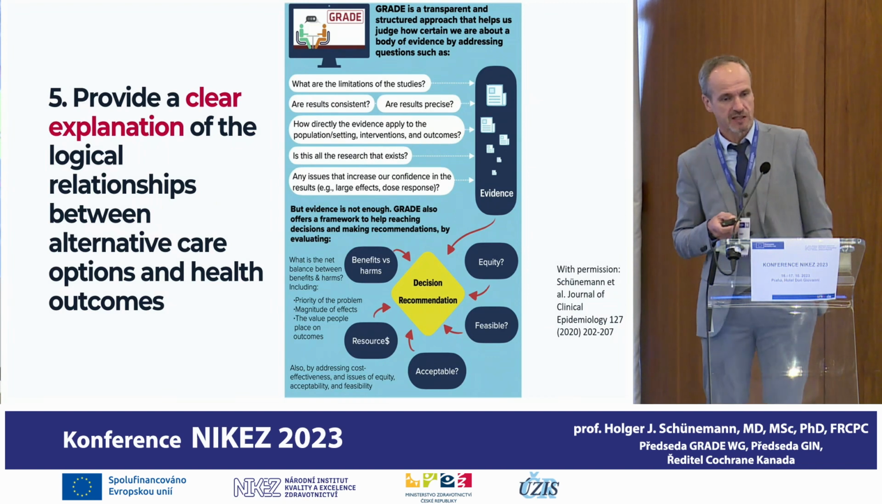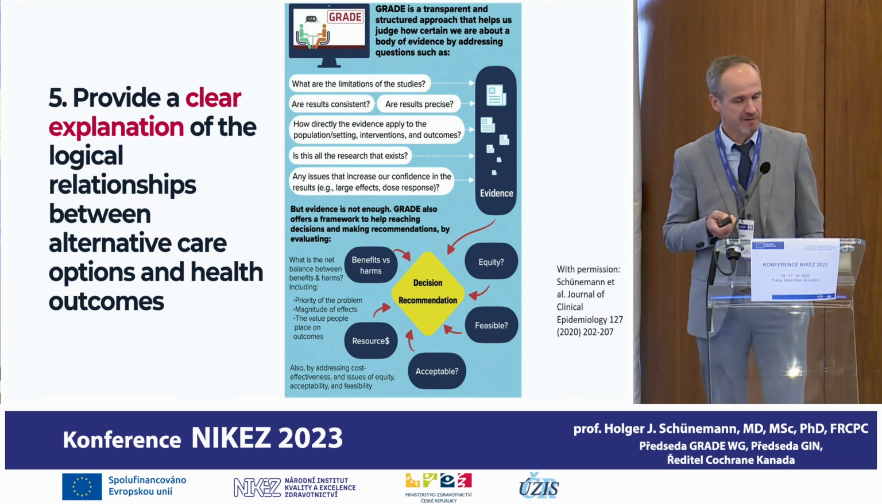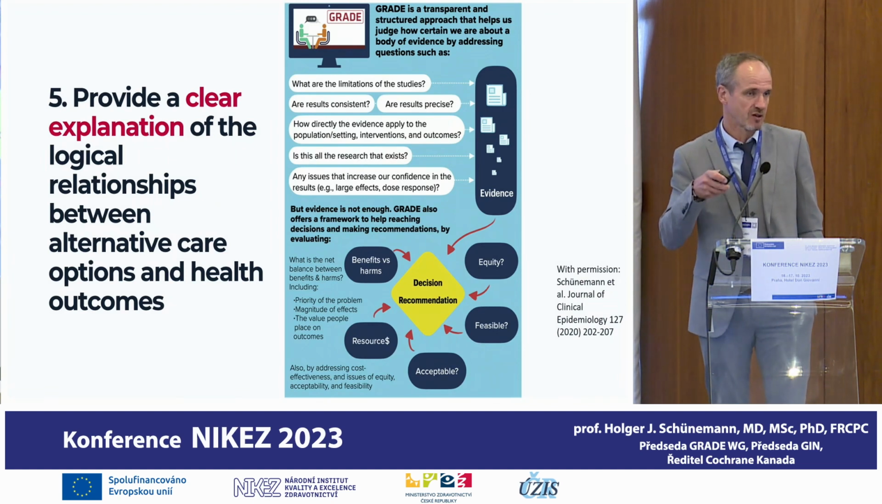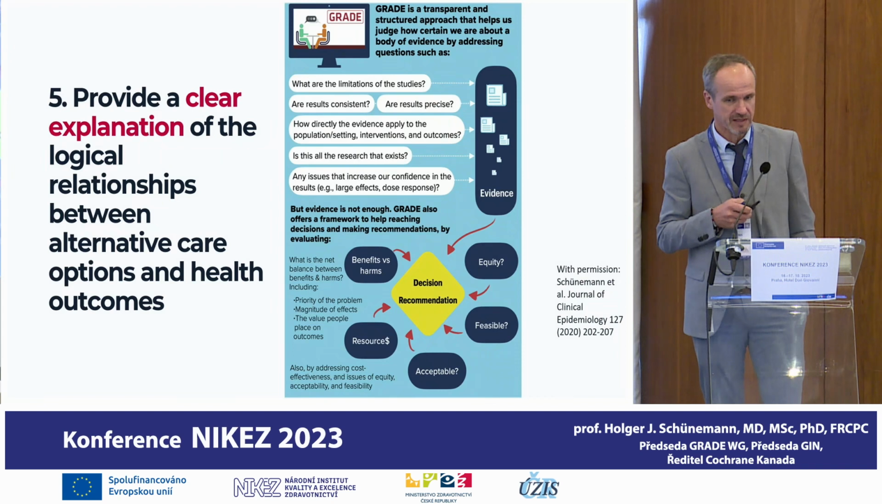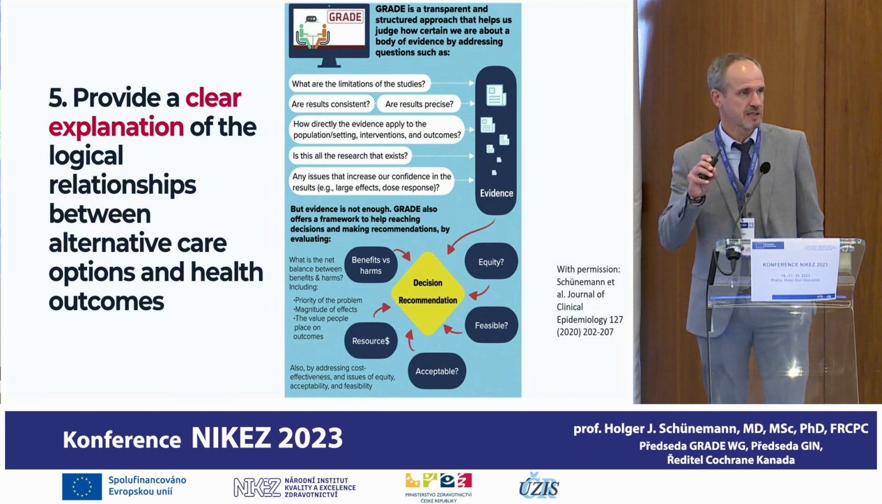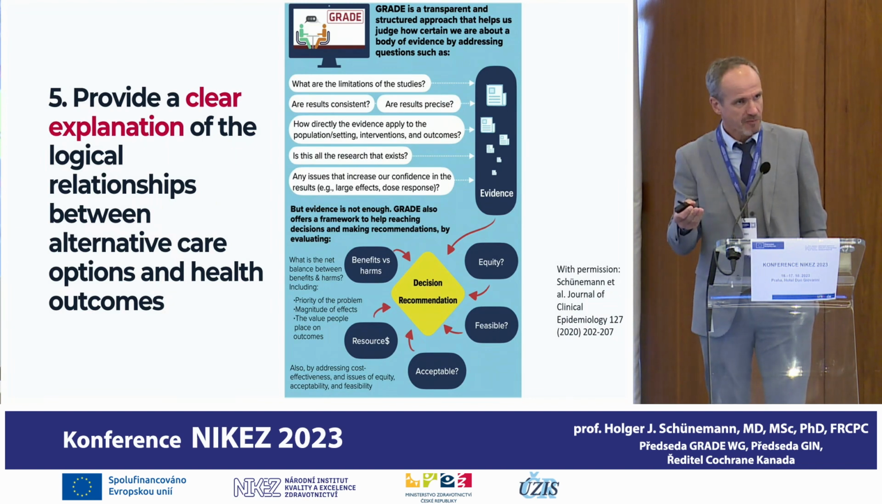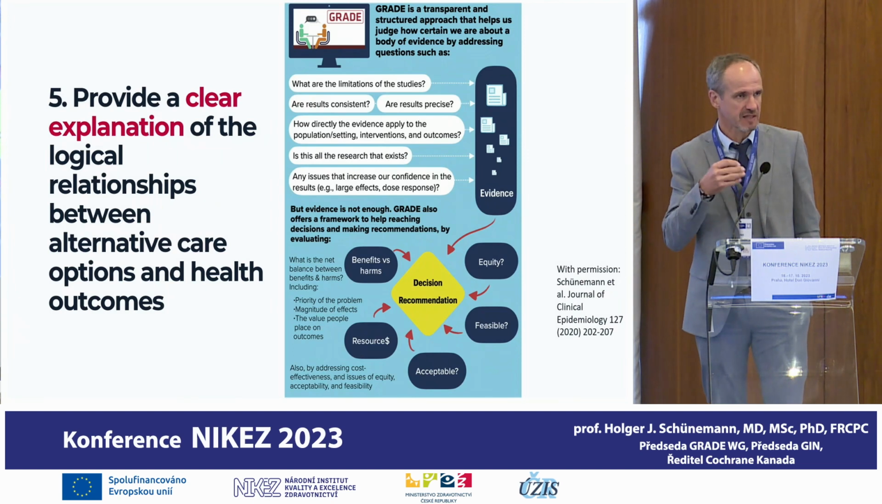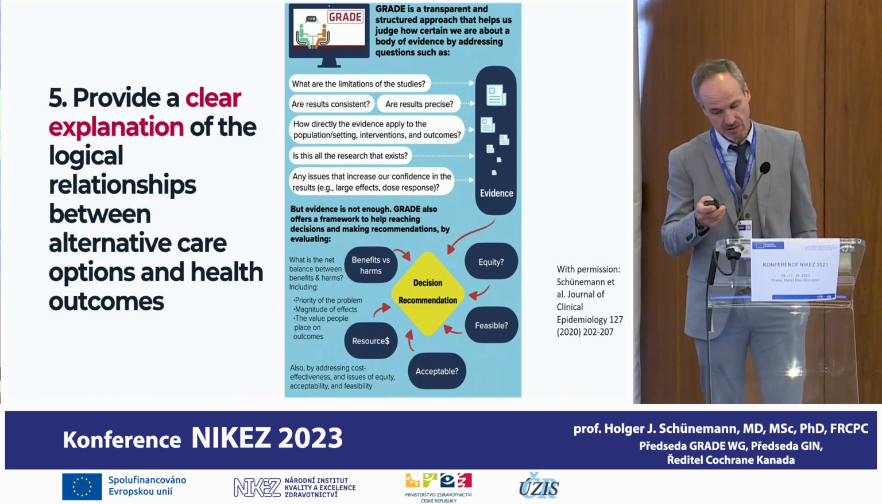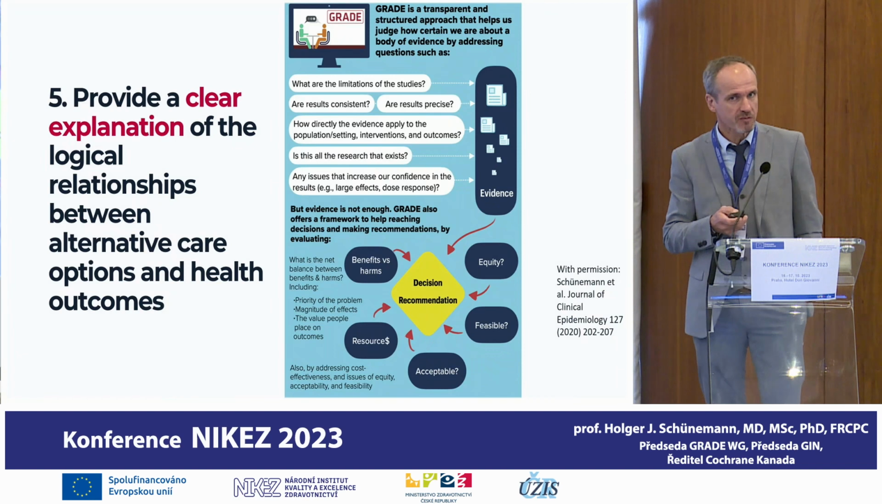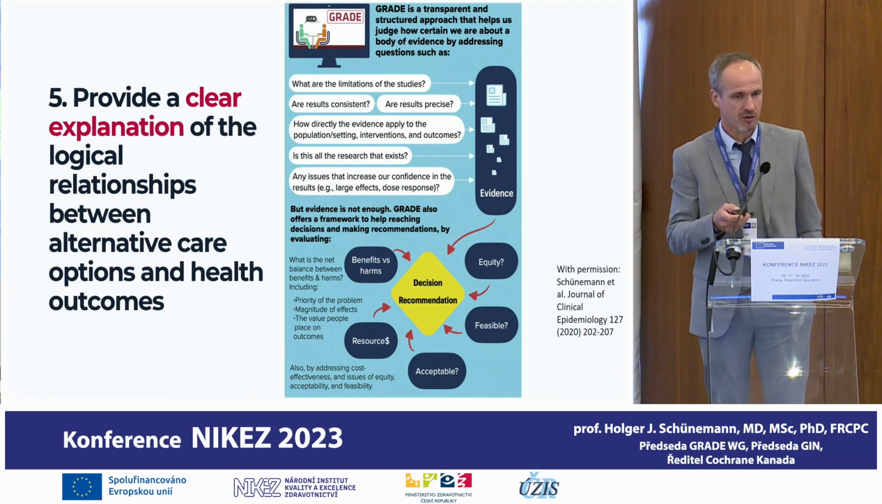They should be providing a clear explanation of the logical relationships between the alternative care options and the health outcomes. We use something that is called the GRADE system that was already mentioned, where we use a structured process to evaluate the existing evidence, looking at how well the research studies were done. Are they applicable to the population of interest? Do they produce similar results if the studies are done in different settings? Is there evidence not published that we should be aware of? And those type of factors.